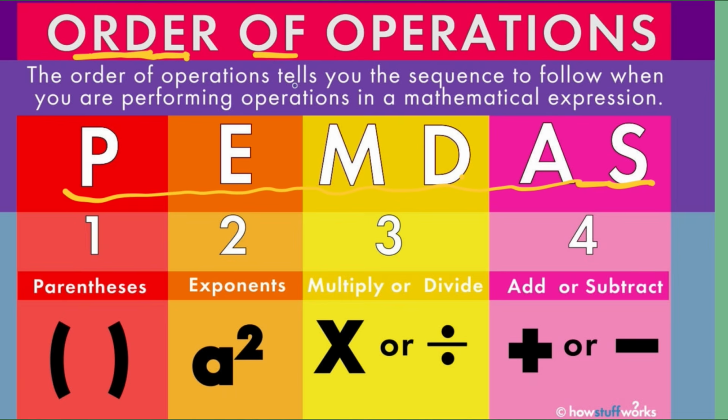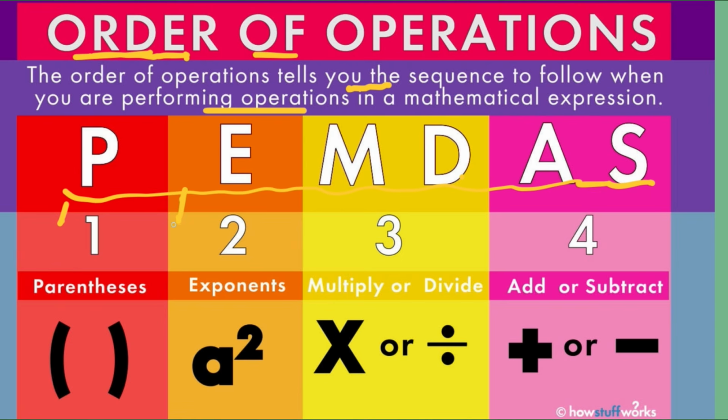The order of operations tells you the sequence to follow when you are performing operations in mathematical expressions. So like we see in our expression, we have to follow a specific order to solve the operations correctly. So PEMDAS is actually an acronym, and it is the abbreviation of each operation we need to follow when we come to the order of operations.